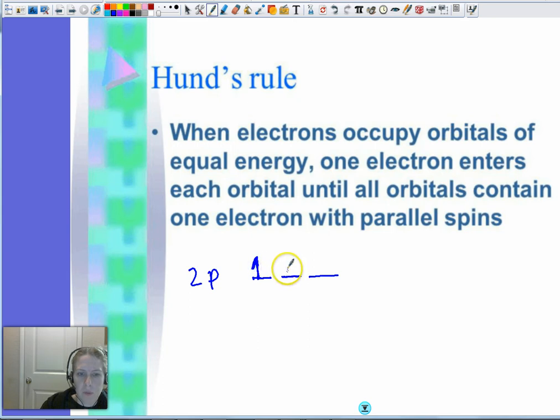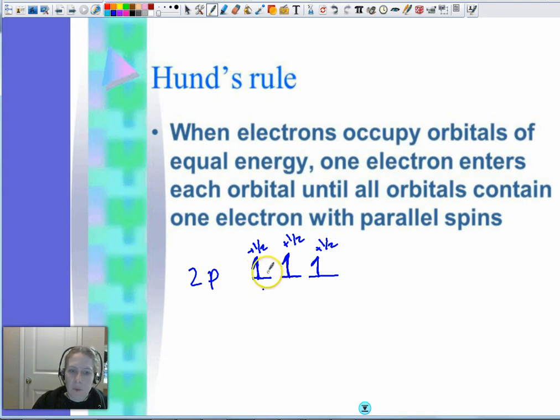That's 1 electron. I'm going to put in another one with the half arrow going the same direction, and then I'm going to put one more. So this is one orbital, one orbital, one orbital. I filled them all halfway with the same direction. So this would be equivalent to having a plus 1/2 spin electron in each of them.